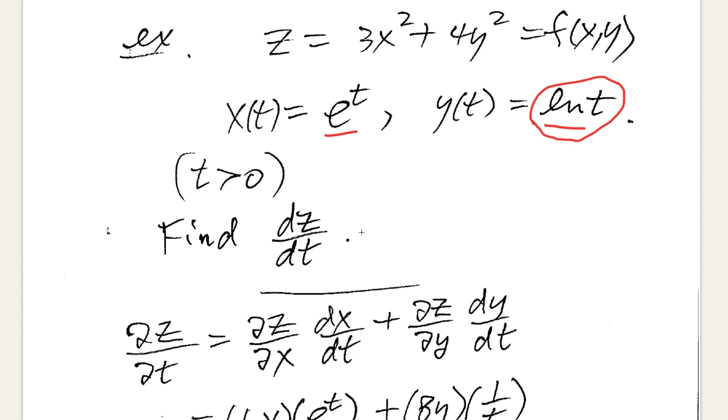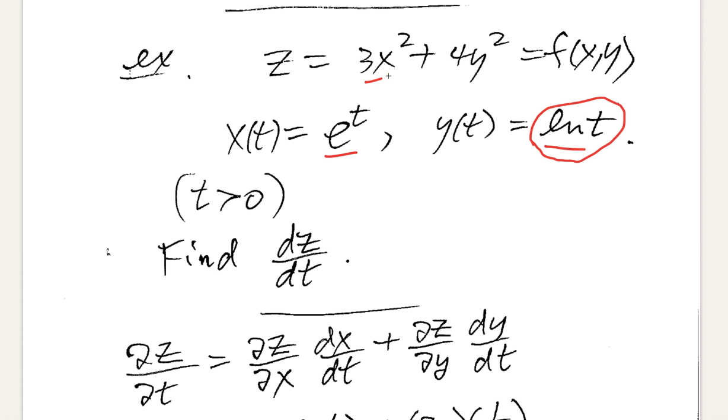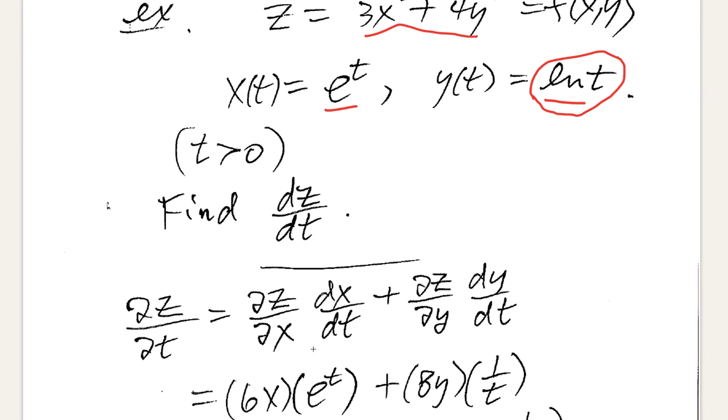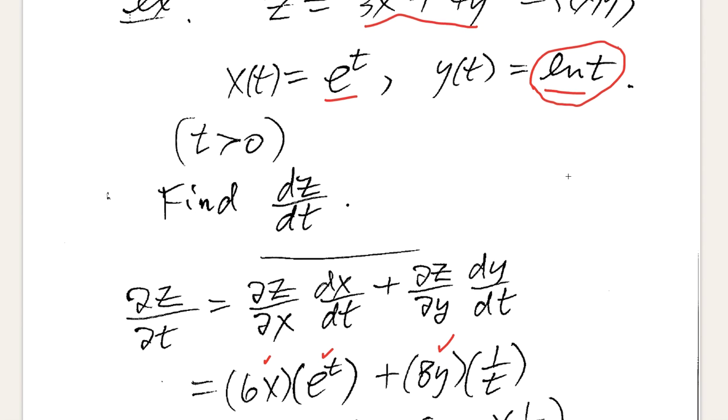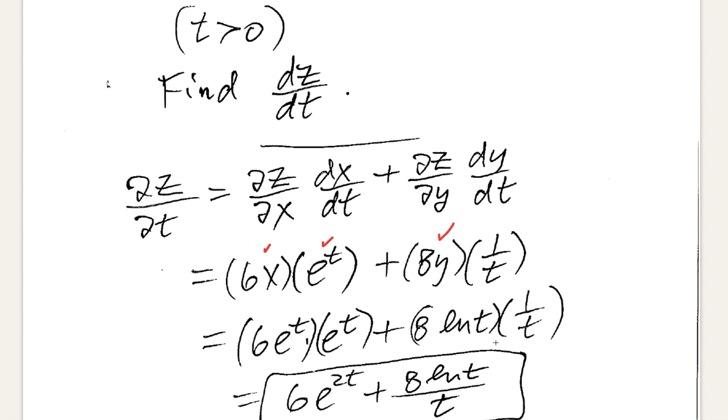Let's just use the chain rule. You differentiate z, or f if you wish, with respect to x, and you would get 6x, so that goes in there. The derivative of x with respect to t is e to the t. The partial derivative of z with respect to y would be 8y, so that goes in there. And the derivative of y with respect to t is 1 over t. You could put those all together like that.